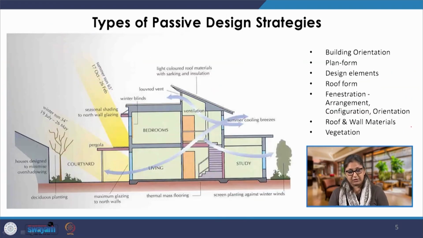Now, I am going to go over fast and quickly take you through different passive design strategies that can be employed in buildings, and they will vary. The strategies will vary for hot climates and cold climates, warm climates and cold climates, but the strategies are clubbed under building orientation, plan form. There are different design elements that we look at, roof form, fenestration, which includes arrangement, configuration, orientation, all of that, and specifics such as vegetation. We will talk about materials in later part of the course.